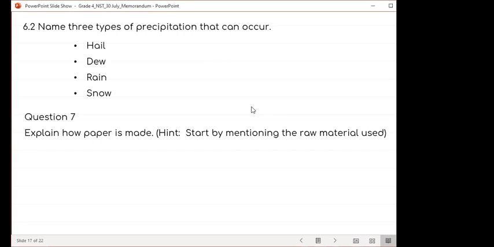Then question 7. Explain how paper is made. And you guys were given a hint: start by mentioning the raw material which is used. Question 6.2 was 3 marks, so you just had to name 3 and then you get your marks. Question 7 was also 3 marks, and we said to start by mentioning the raw material which is used.